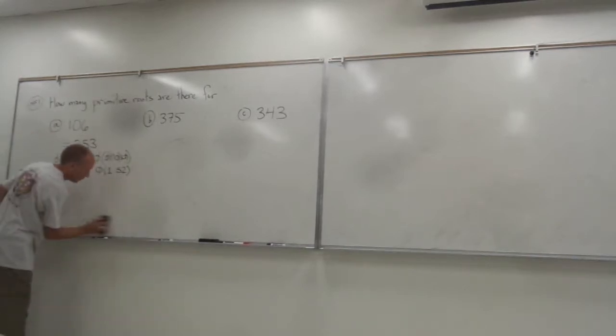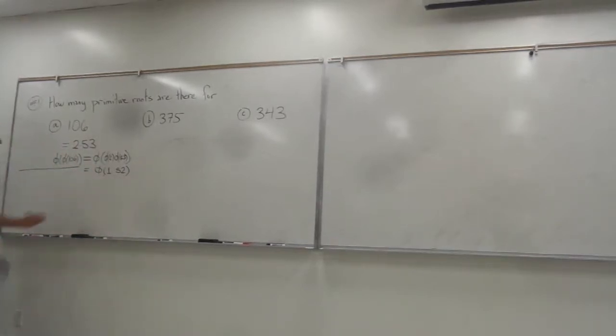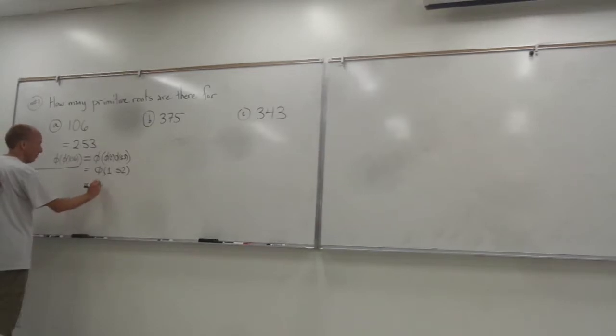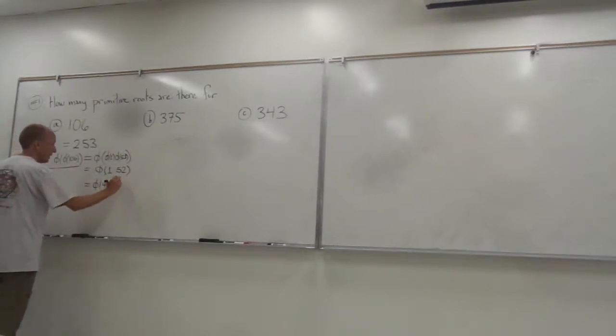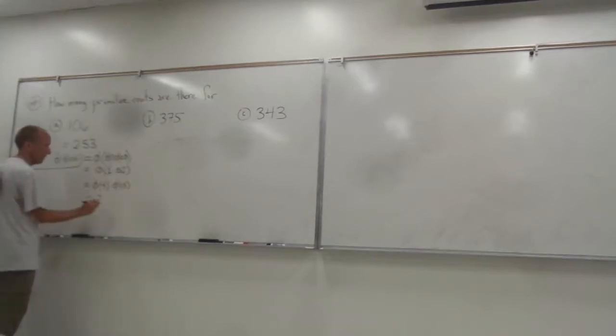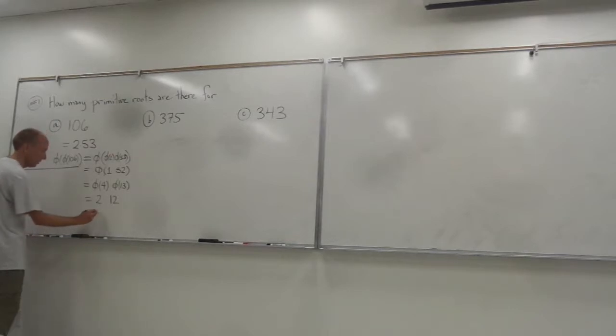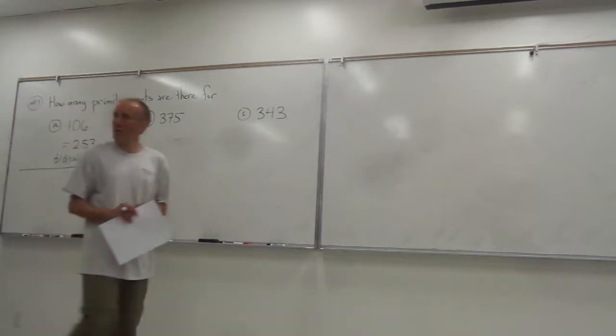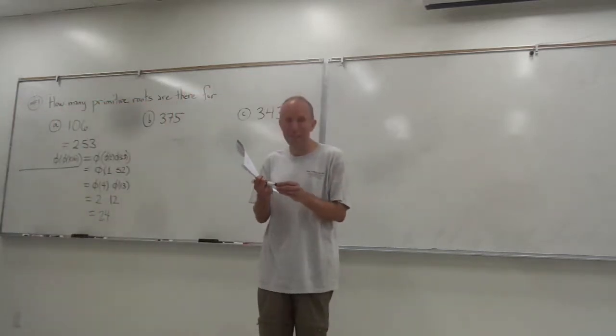You need to actually factor 52 now. So this is phi of 4 times phi of 13. What is phi of 4? 2. And phi of 13? 12. And so the answer is 24. So there are 24 primitive roots of the number 106. Does that make sense?